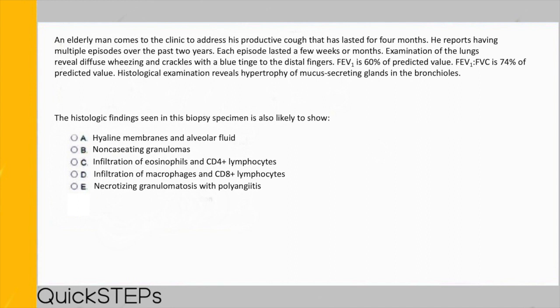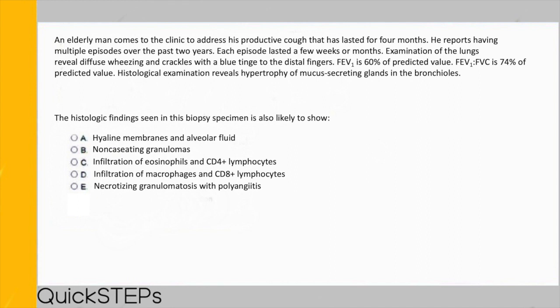So we have an elderly man who presents today with a productive cough that's lasted 4 months. Reports having multiple episodes over the past 2 years. Each episode lasted a few weeks or months. Examination of the lungs revealed diffuse wheezing and crackles with a blue tinge to the distal fingers. FEV1 is 60% of predicted. FEV1 to FVC ratio is 74% of predicted. Histological examination reveals hypertrophy of mucus-secreting glands in the bronchioles. And they want to know what other histologic finding would you see on biopsy.